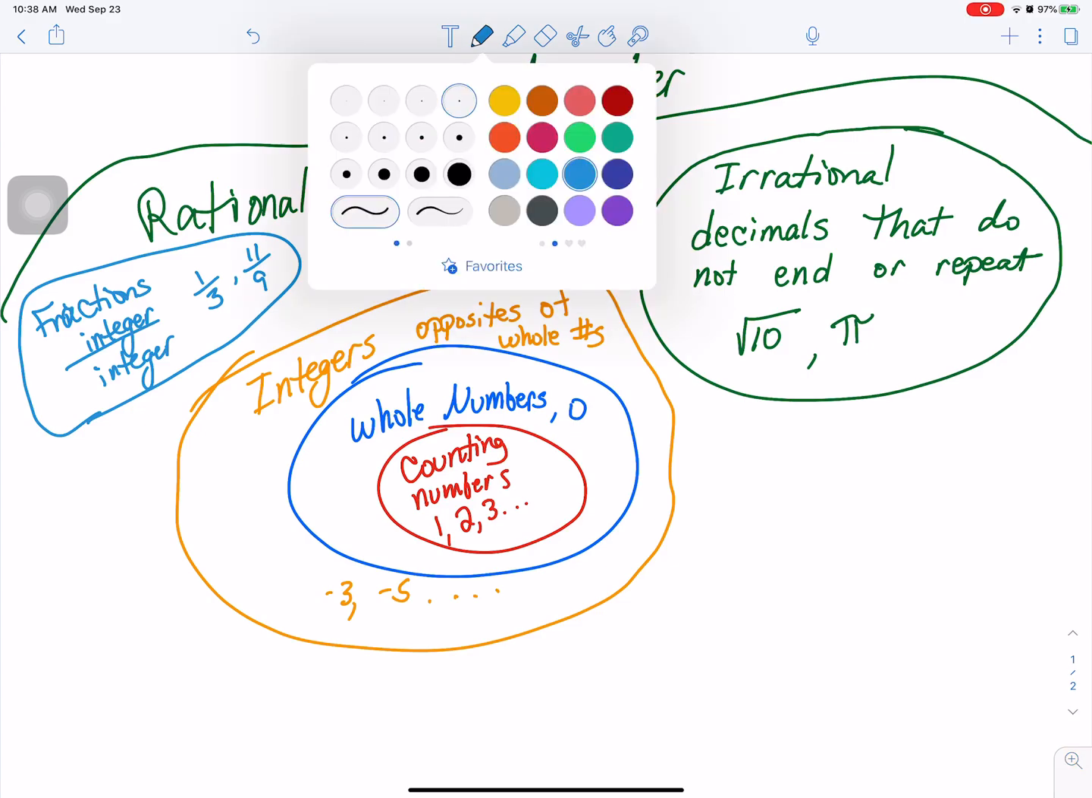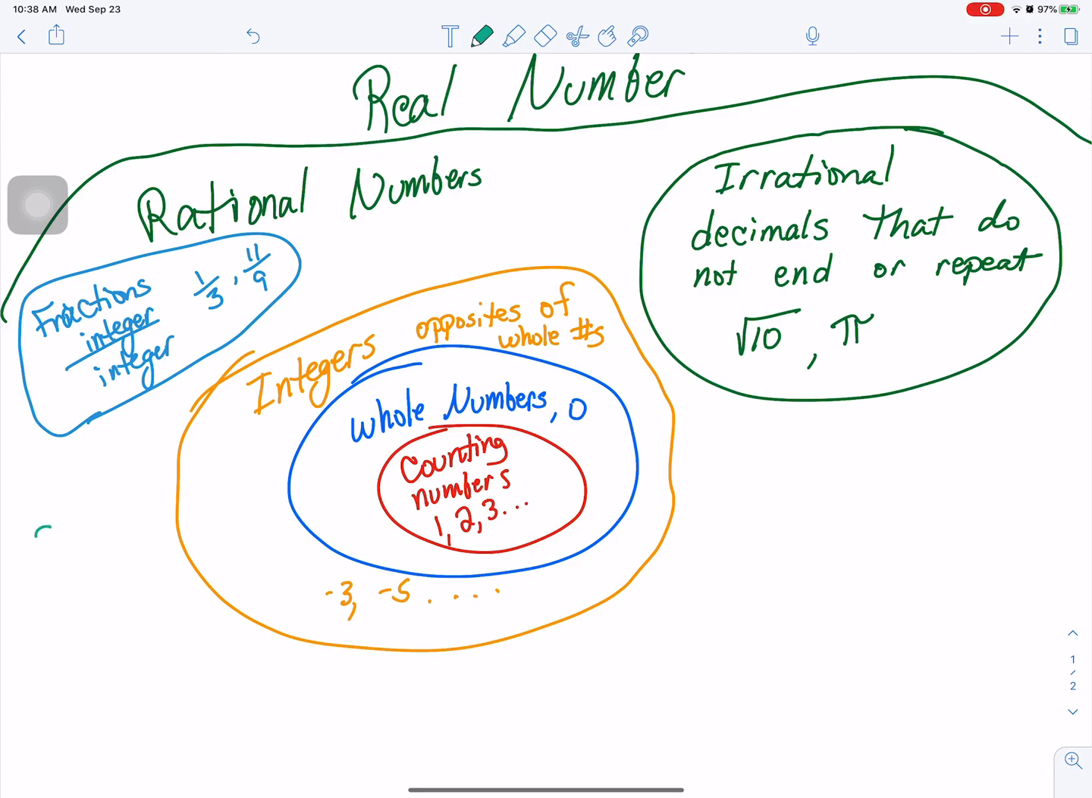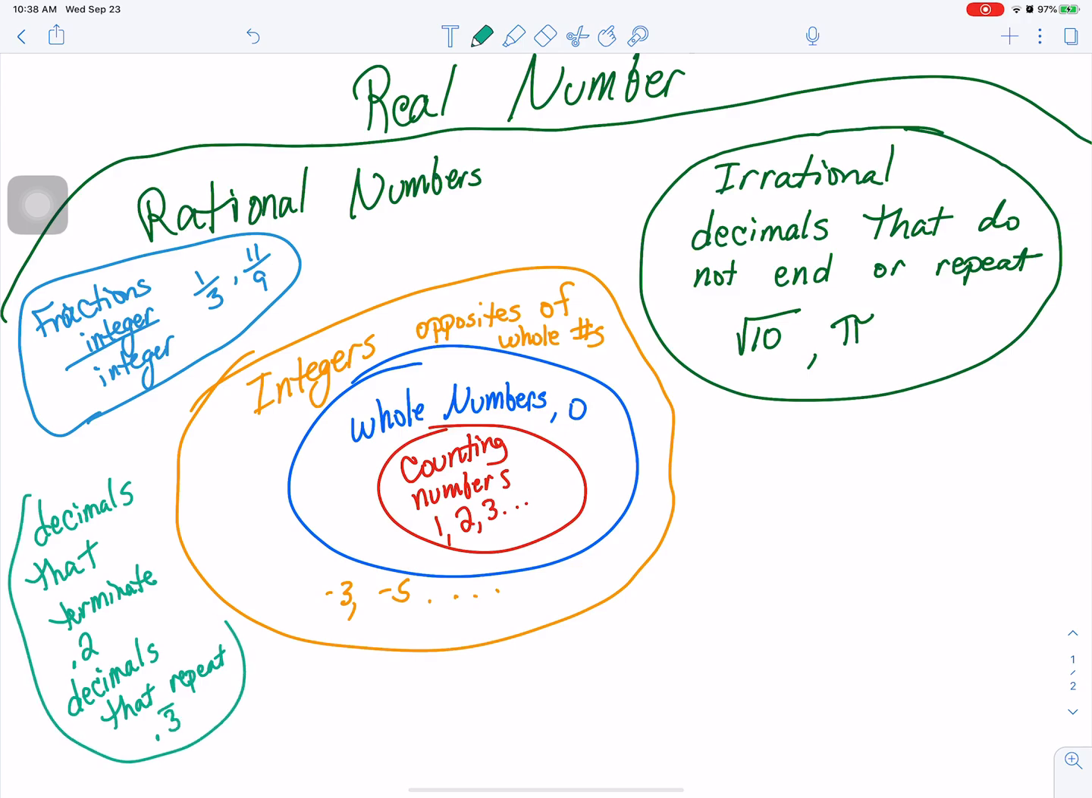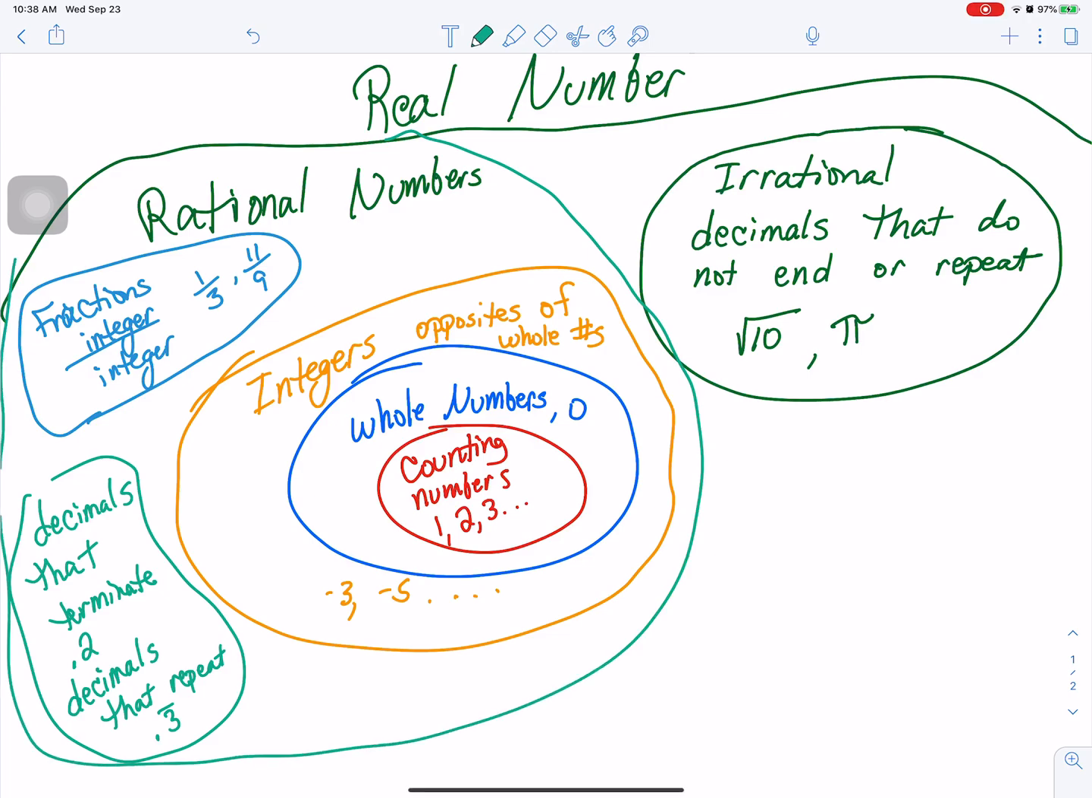And we have one more group in our rational numbers, and that's going to be decimals that terminate. And yes, these are kind of related to the fractions, because if you can write, for example, 1/5, it's going to be 0.2 as a decimal, but sometimes people think of them differently. Decimals that repeat, such as 0.3 repeating. And all of this is a part of those rational numbers.